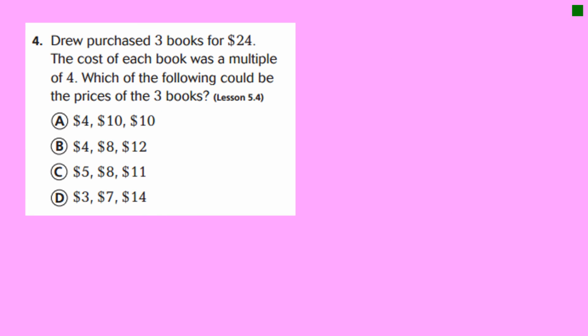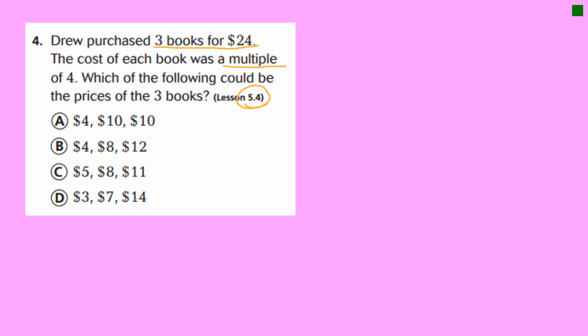So this is number 4 on the bottom of the back. Chapter 5, lesson 4. We're going way back. Drew purchased 3 books for $24. The cost of each book was a multiple of 4. Which of the following could be the prices of the 3 books? Okay, let me go back and reread this. So he got 3 books for $24. The cost of each book was a multiple of 4.